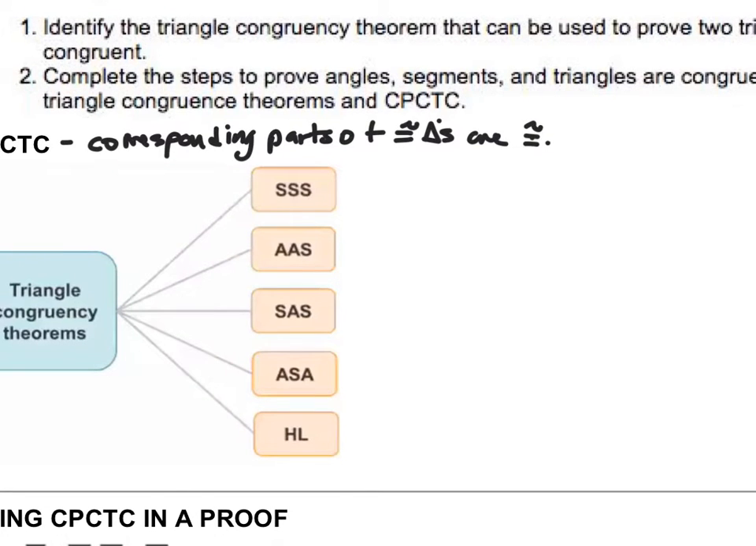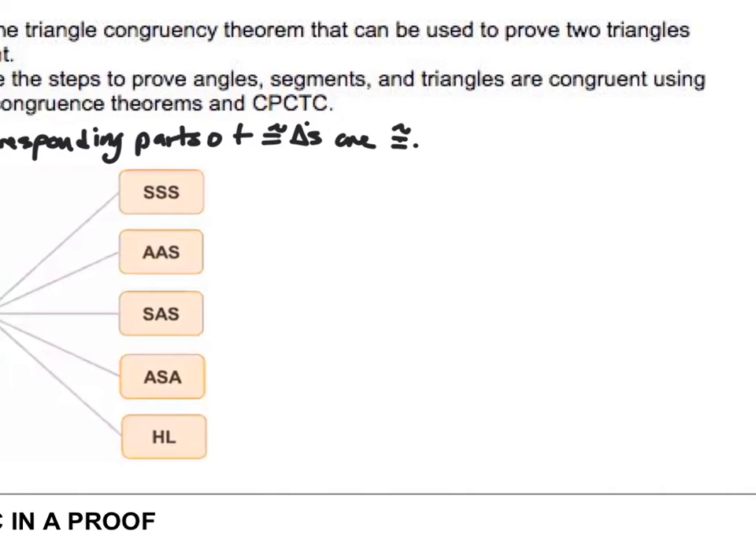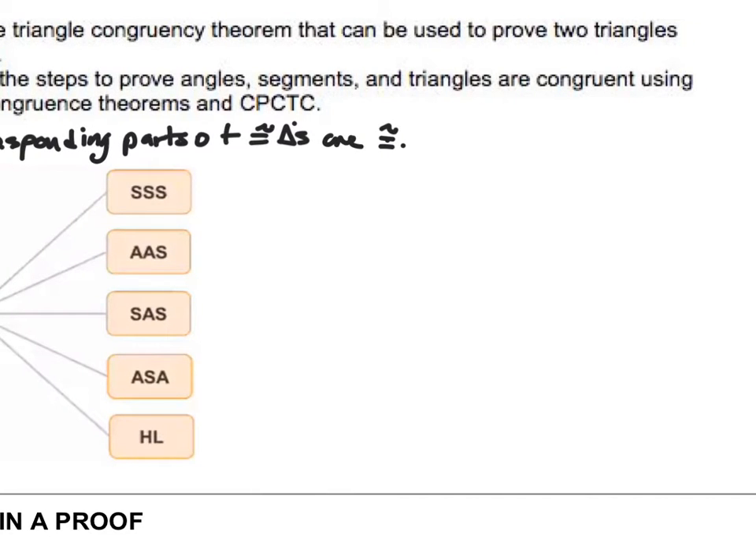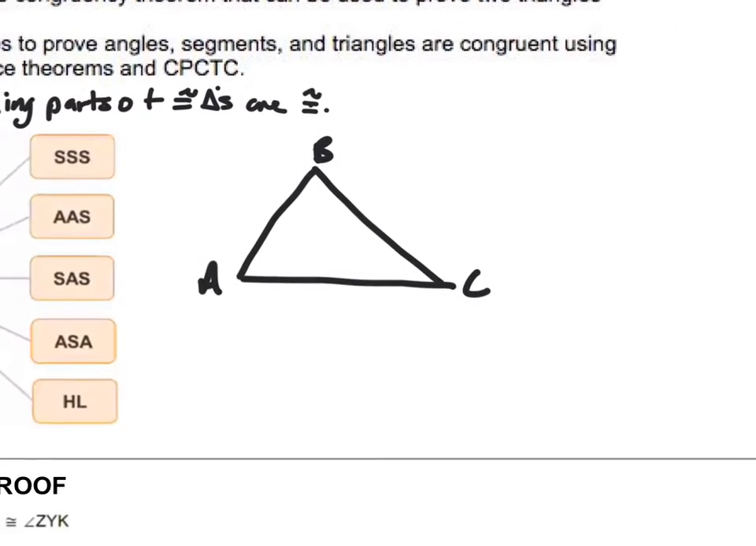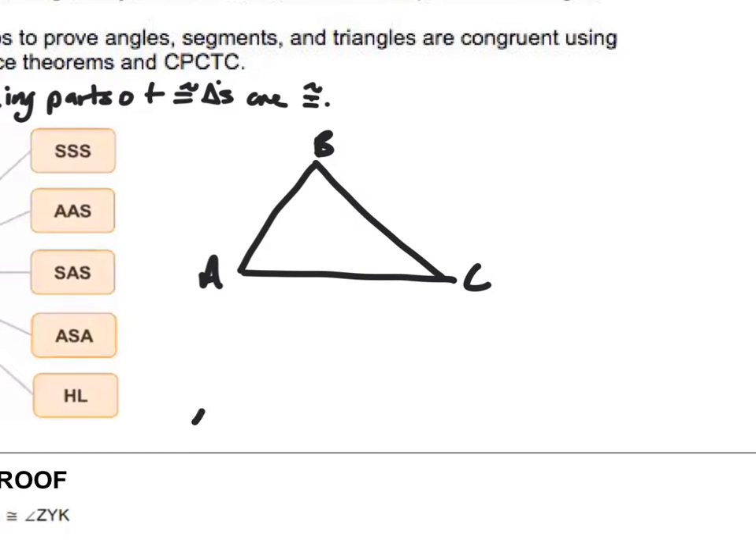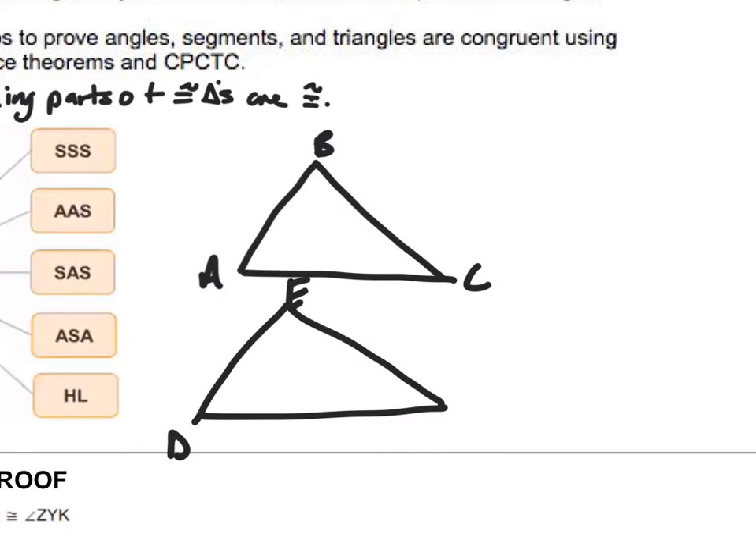We can choose any of these. I'll just go ahead and use side-side-side, because that's one of my favorite ones. Let's say that we have some scalene triangle like this. I'll call it ABC. And then let's say we have another congruent triangle. Imagine that they're congruent. We'll call this DEF.